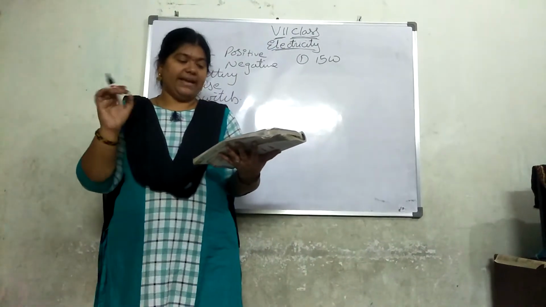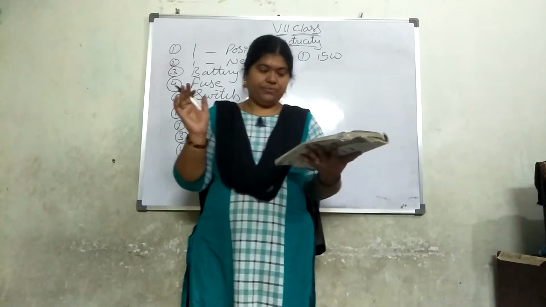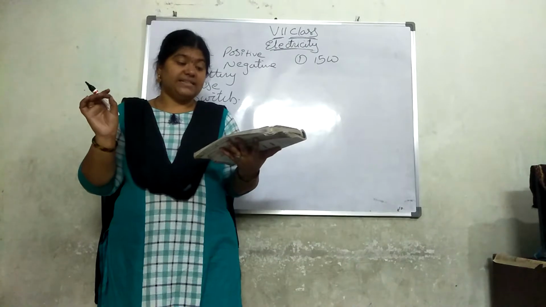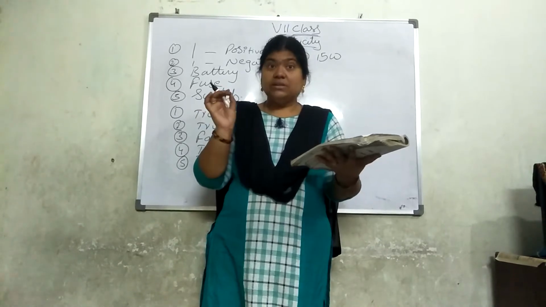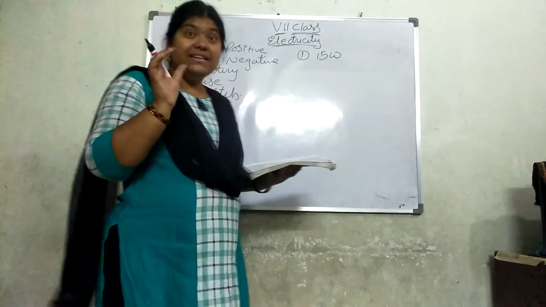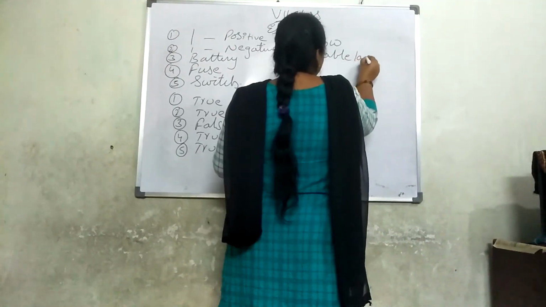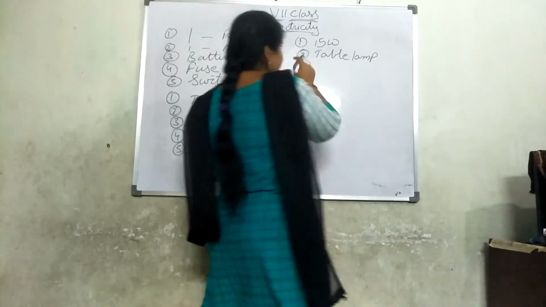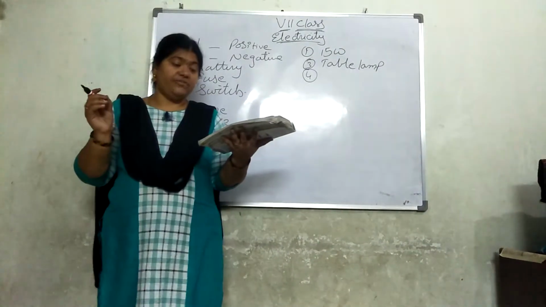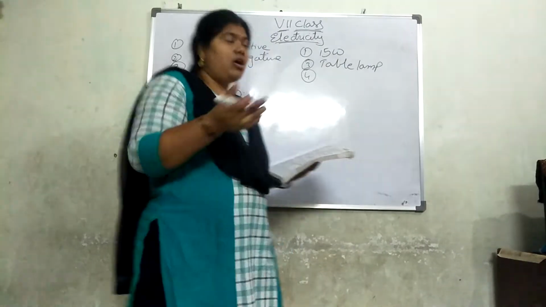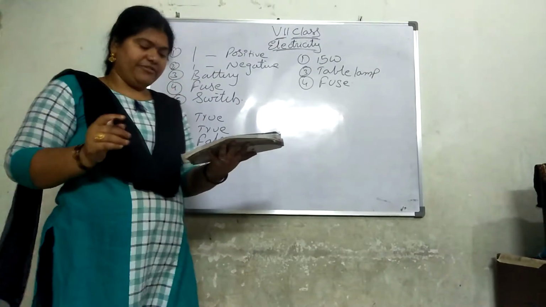Next, the device used to open and close the circuit is switch. Third one: which one of the following is used as a light source? Cassette player, electric mixer, rice cooker, table lamp. Which one will we use as a light source? It is a table lamp. Table lamp we are using. The second one is switch, automatically, you know. Then, the safety device used in electric circuit, already we answered here. What is that? It is fuse. Fuse is used as a safety device.